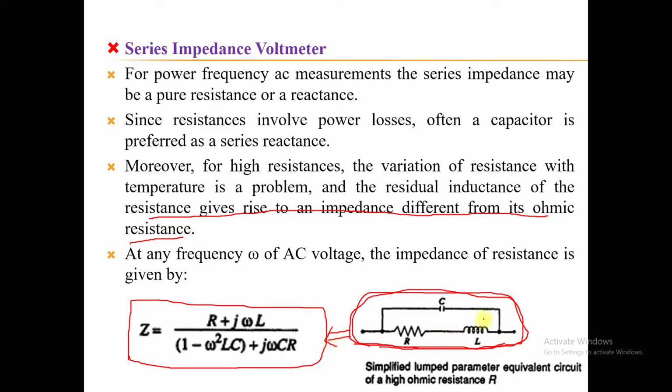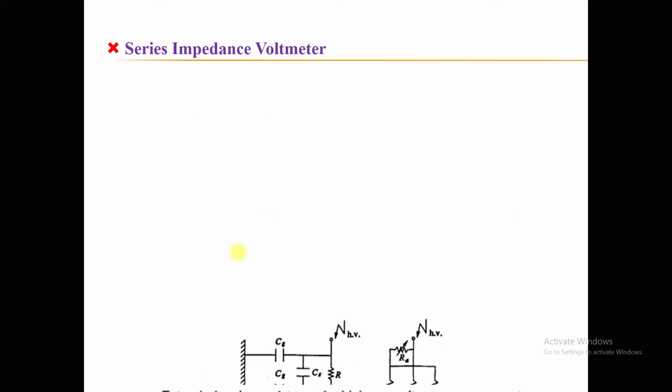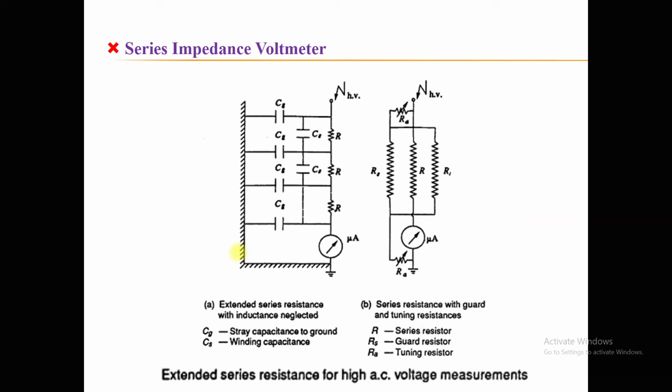Okay, but due to the involvement of this residual inductance, it will always give rise to an impedance which is different from its ohmic value. So the series impedance voltmeter can also be considered not a sufficient or accurate method for the measurement of high voltages. So what would be done?